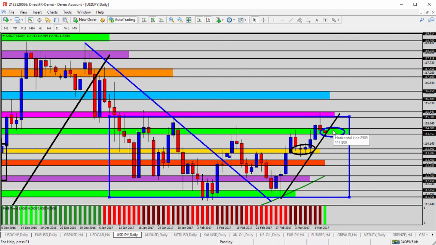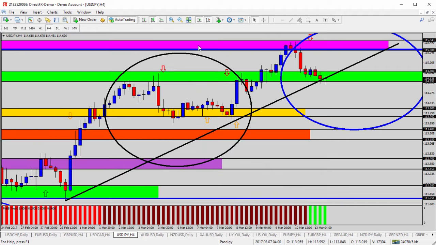So we want to make note of that here at the green zone. Only if it breaks the green zone do we begin looking for it to go lower. On the 4-hour time frame, again, now that we've seen that, we can see it sitting inside the green shaded area.